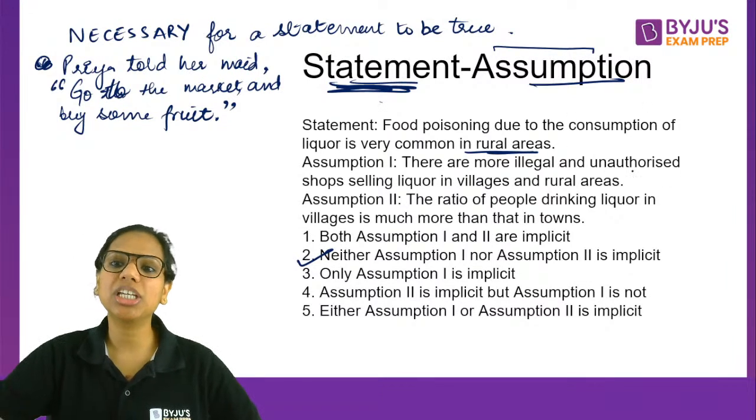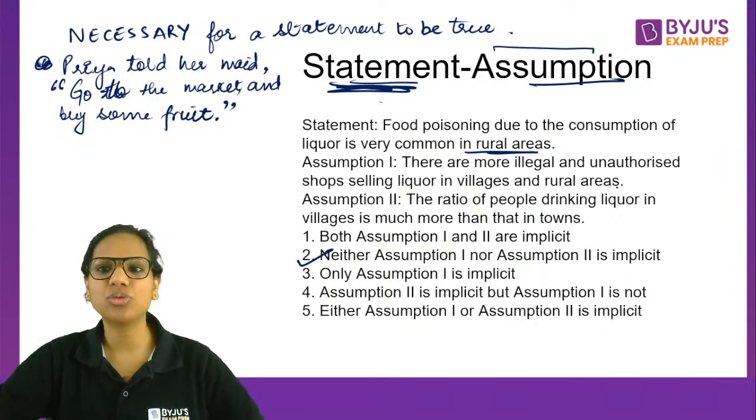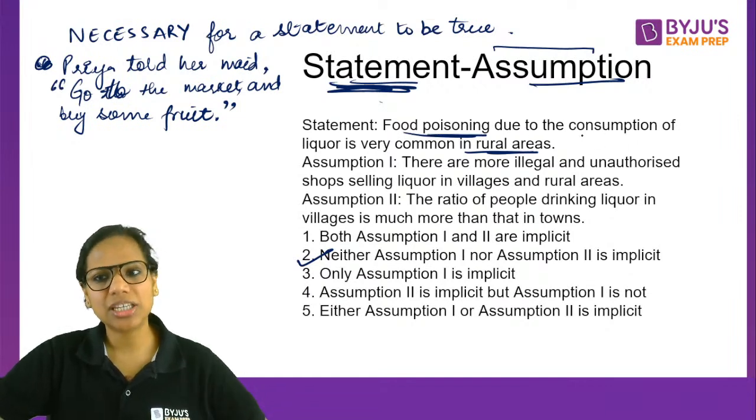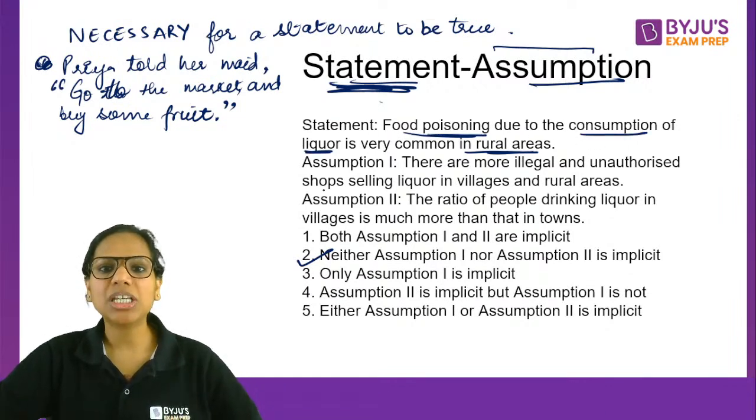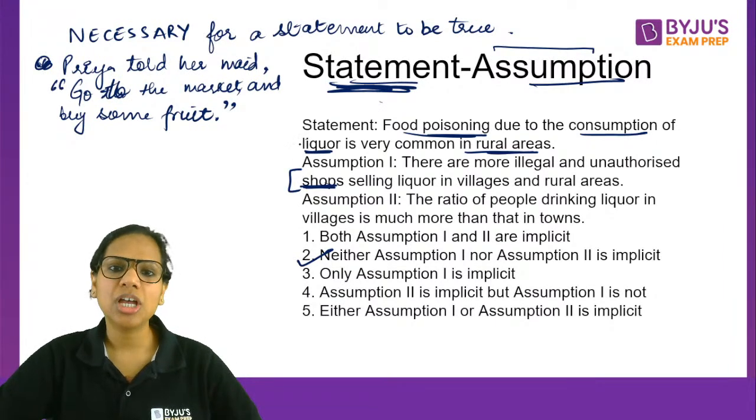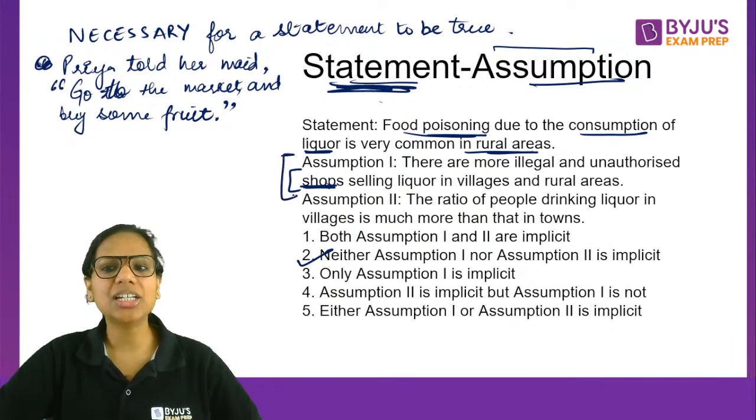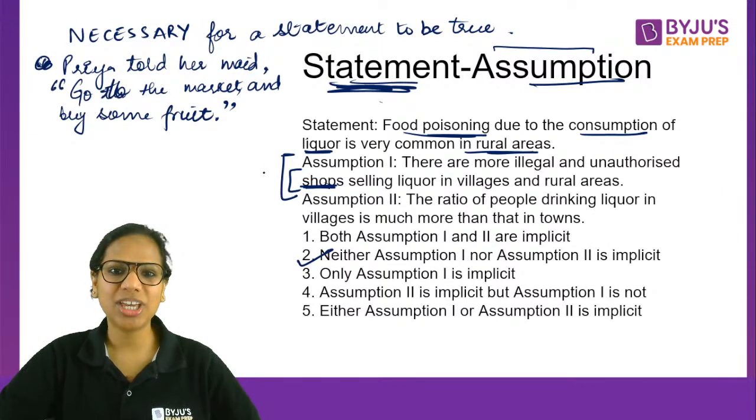Right? There are more illegal and unauthorized shops selling liquor in villages and rural areas. See, we don't know why this food poisoning is happening. In the sense, fine, it is due to the consumption of liquor. But is the consumption high because there are more number of shops? I don't know. Why the consumption is leading to food poisoning? I can't say it's because the number of illegal and unauthorized shops are higher in number. Okay, a comparison has come in, first of all, which is not there in my statement. Second, I can't assume on my own that this is the reason why people are consuming liquor and why it is leading to food poisoning.